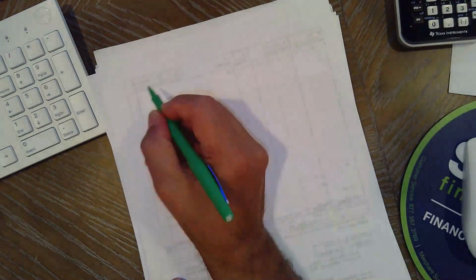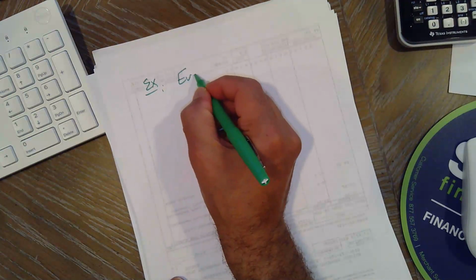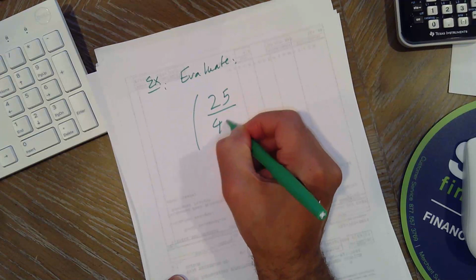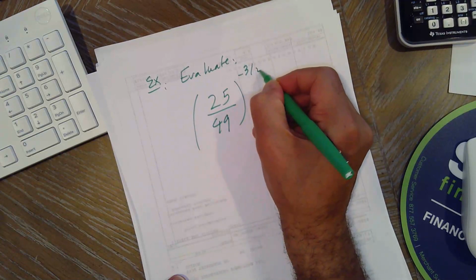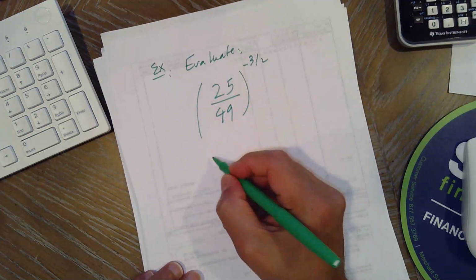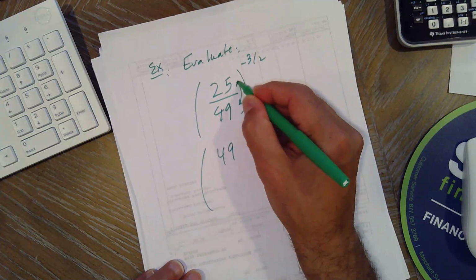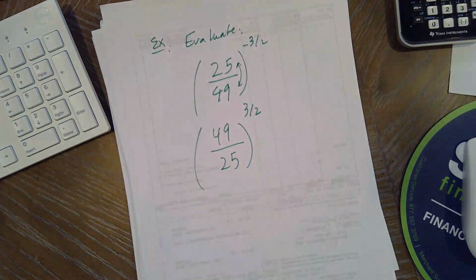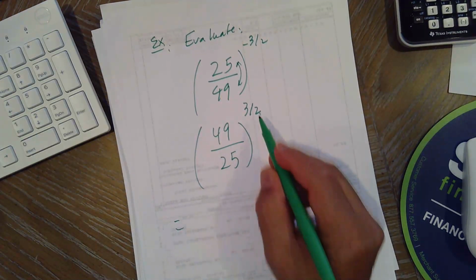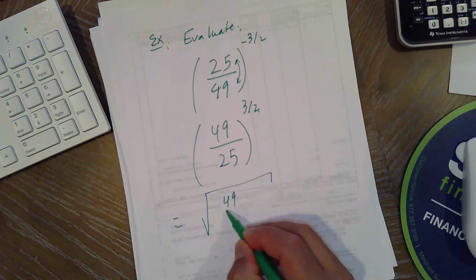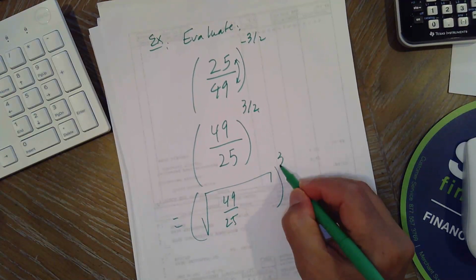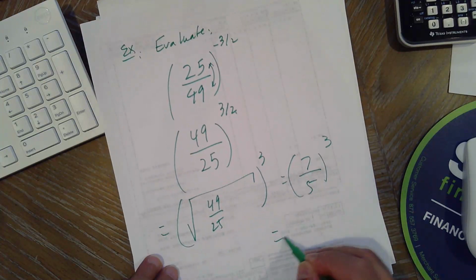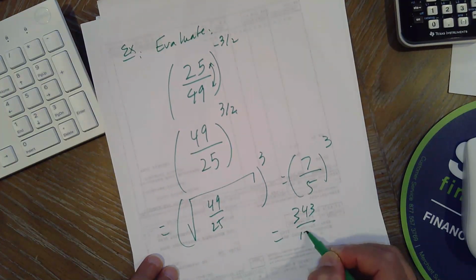And if I want to do 25 over 49 to the negative 3/2. Remember, if we have a fraction with a negative exponent, we flip the fraction. And that's going to get rid of the negative exponent. That's a shortcut. So the bottom is a square root, and the top is a cube. So that's 7 over 5 cubed, which is 343 over 125.